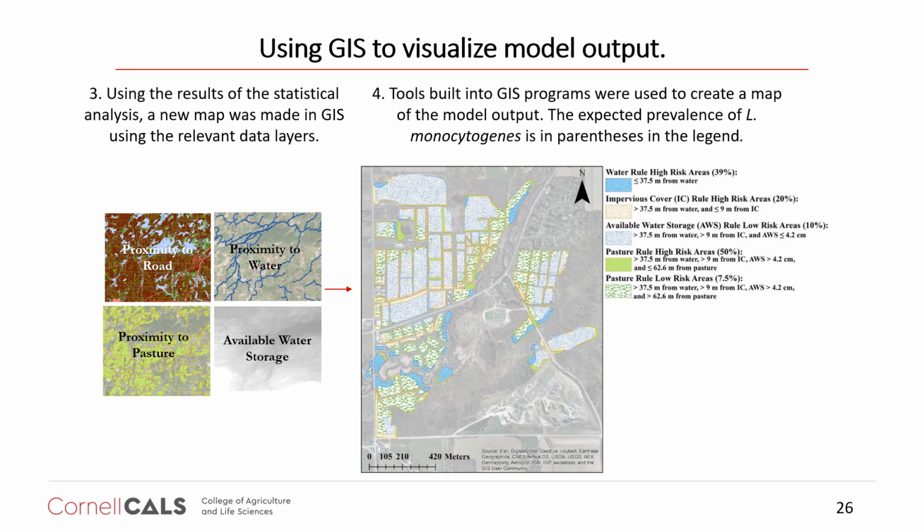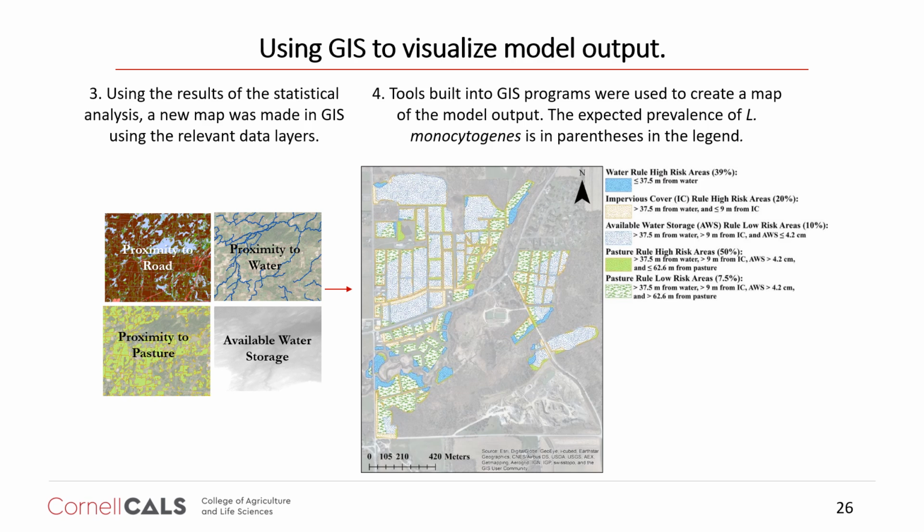Then we can further use GIS to visualize our model output. Using the results of the statistical analysis, a new map was made in GIS using the relevant data layers, including proximity to road, water, pasture, and available water storage. In combination with the risk levels, we can generate a map of our model output.